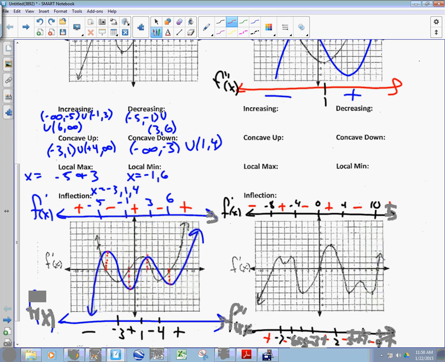So the local max are going to be where we go from increasing to decreasing: -4 and 4. And local min would be -8, 0, and 10.